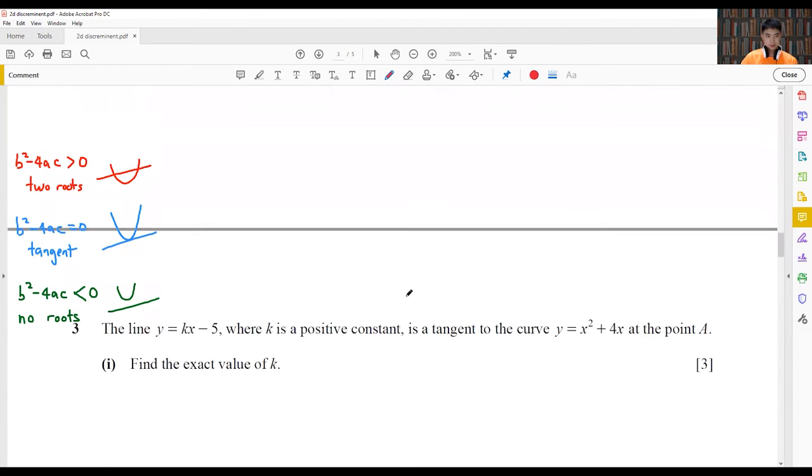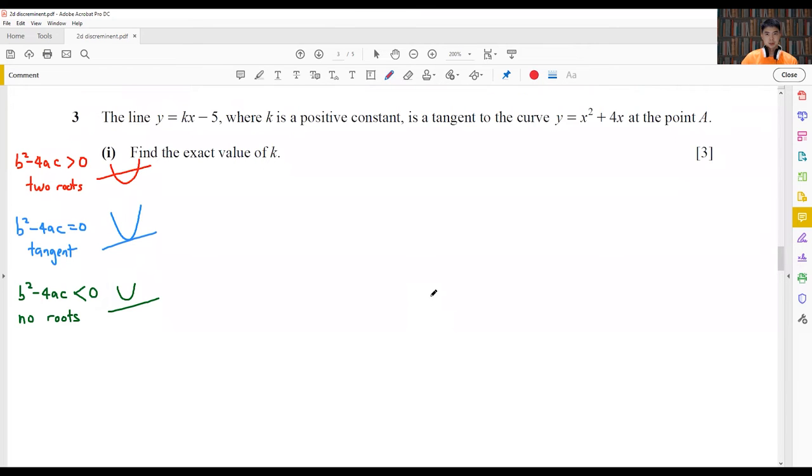Okay. Now, let's look at the next example question here. The line y equals kx minus 5, where k is a positive constant, is a tangent to the curve y equals x squared plus 4x at the point A. Find the exact value of k. In this case, again, it is a tangent, meaning to say b squared minus 4ac equals 0. Substitute this equation into here one more time. kx minus 5 equals x squared plus 4x. Yeah, that's it. Group them together.